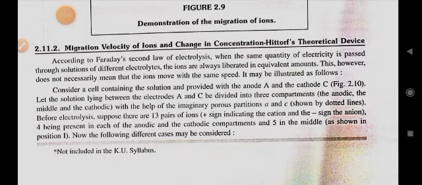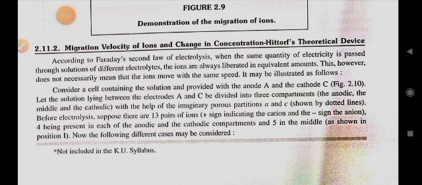Migration velocity of ions and change in concentration: Hittorf's theoretical device. According to Faraday's second law of electrolysis, when the same quantity of electricity is passed through solutions of different electrolytes, the ions are always liberated in equivalent amounts. This, however, does not necessarily mean that the ions move with the same speed. It may be illustrated as follows.